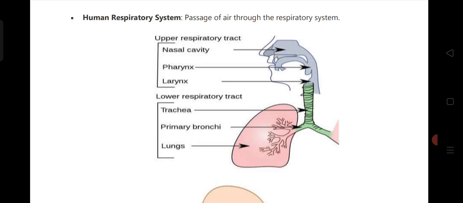After the larynx, there is a tube-like structure known as the trachea. The trachea is divided further into the primary bronchi. The primary bronchi are present inside the lungs. The lungs are the respiratory organs of the human respiratory system. These lungs are specialized organs that carry out respiration. So these are the organs involved in the human respiratory system.